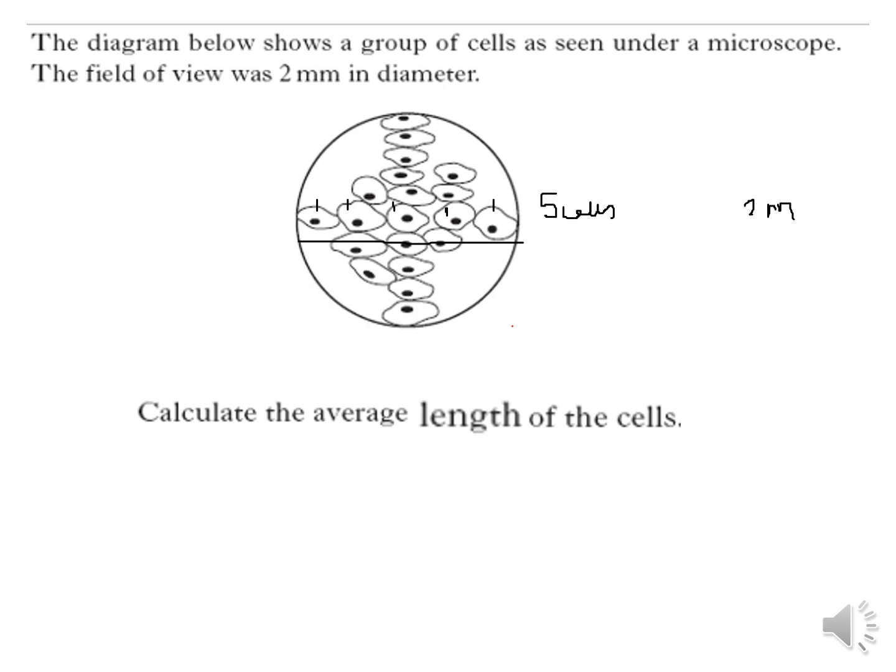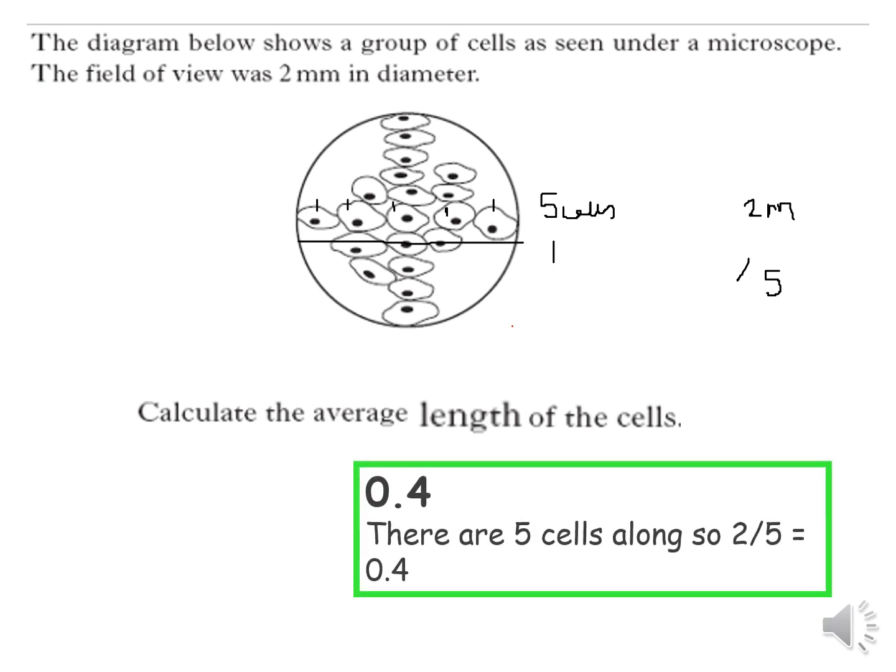Now I don't want to know 5, I want to know 1 cell. Is 1 cell going to be less or more than 2 millimeters? Of course it's going to be less. How many times less than 2 millimeters? It's going to be 5 times less, so we need to divide by 5, which gives us our 0.4.